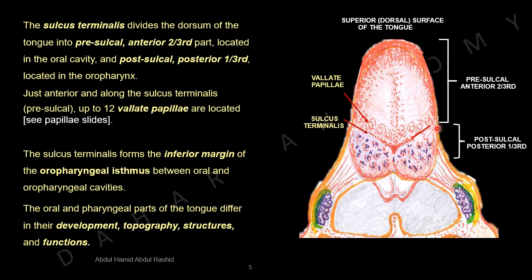There is an opening, the oropharyngeal isthmus. The inferior margin of the oropharyngeal isthmus is formed by the sulcus terminalis. The oral and pharyngeal parts of the tongue differ in their development, topography, structures, and functions.